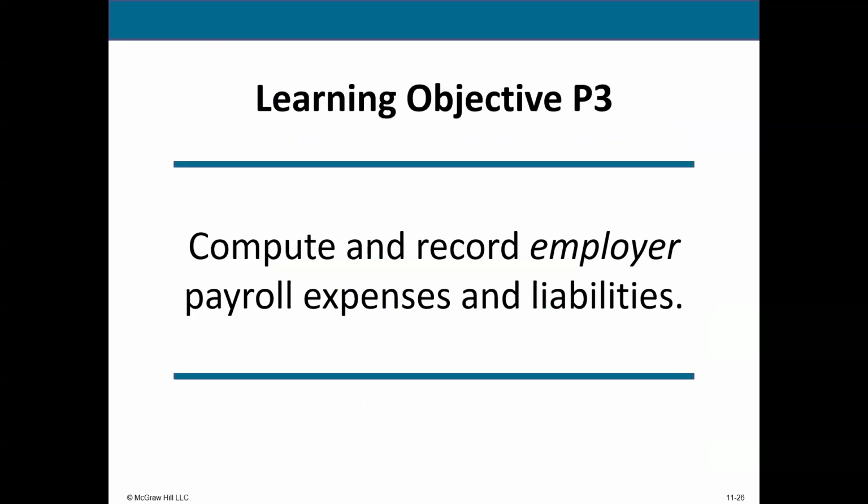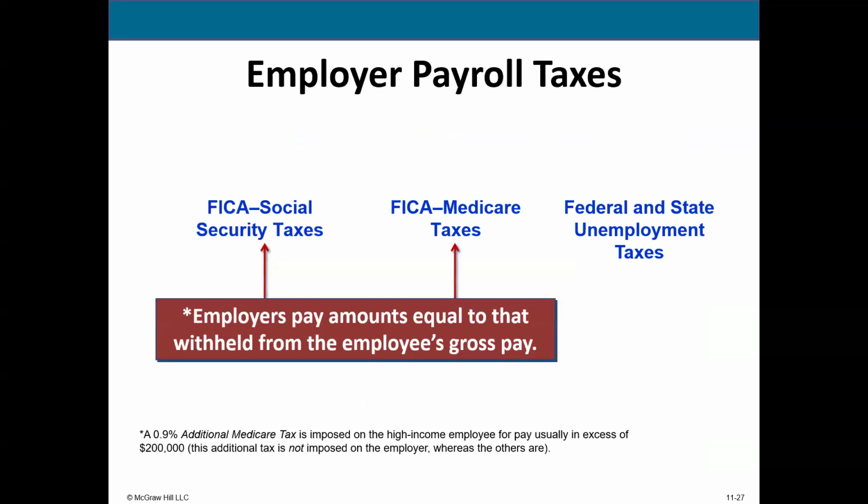Okay, so now let me show you what employers have to pay. So you don't have to pay these, but your employer does. So the employer has to match your Social Security tax and your Medicare tax. But what the employer also has to pay is called unemployment tax. Now, unemployment tax happens in the event that an employee becomes unemployed for no fault of their own. We call this unemployment insurance.